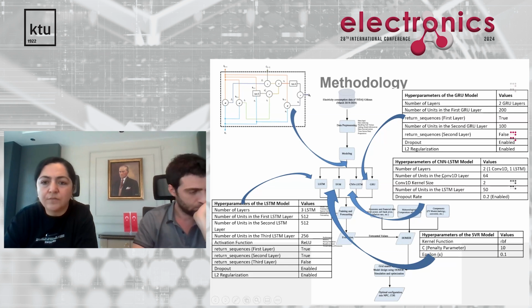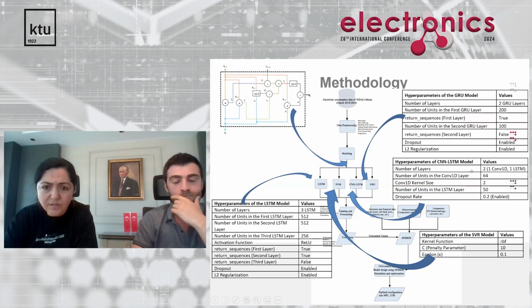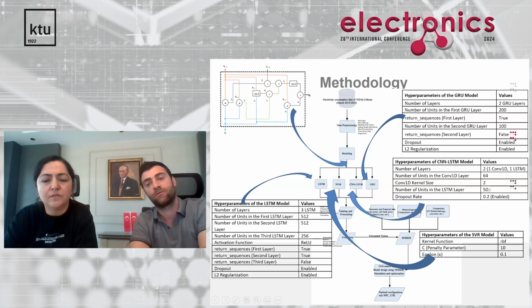The CNN-LSTM model has 2 layers. The first layer is a Conv1D layer, and the second layer is an LSTM layer. The Conv1D layer has 64 units, and the second LSTM layer has 50 units. Kernel size 2 was used, and the dropout rate is enabled, and all deep learning models used a dropout rate with a value of 0.2.